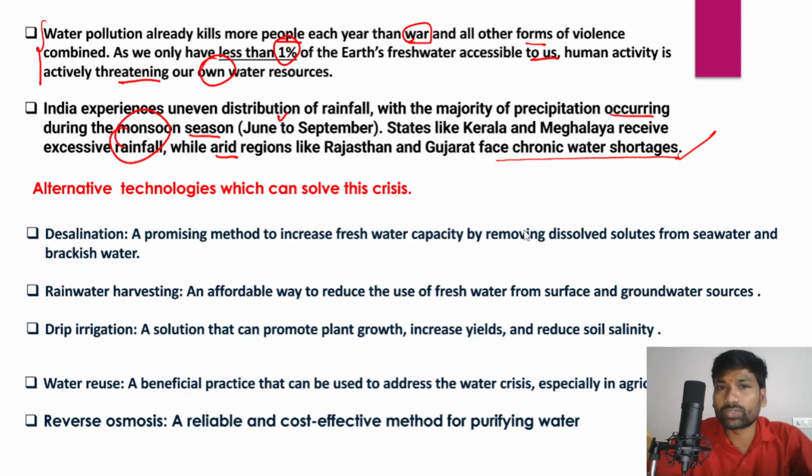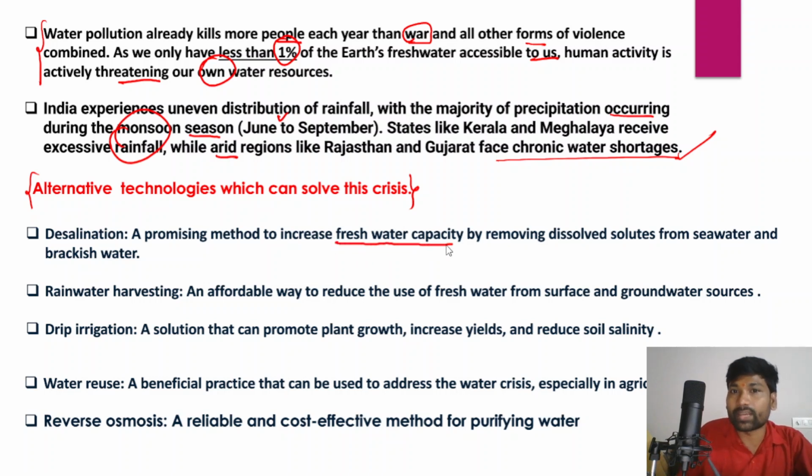Now, the next part of the question asks us to discuss alternative technologies which can actually solve this crisis. So what are those alternative technologies that can help address this crisis? For example, desalination, which is one of the promising methods to increase freshwater supply capacity by removing dissolved solutes from seawater and even brackish water. And then you need to talk about rainwater harvesting.